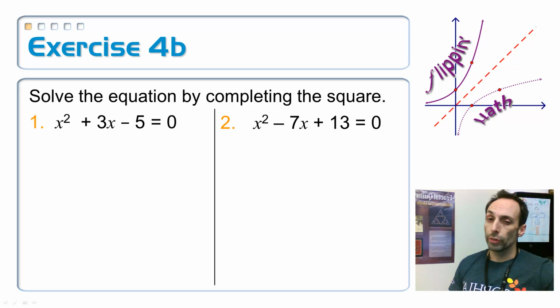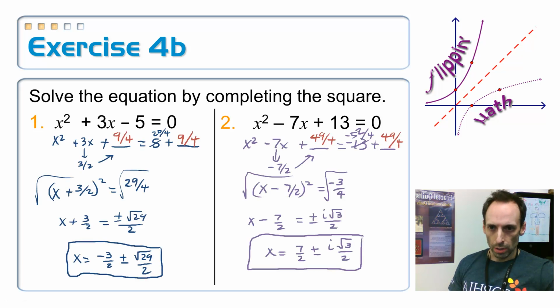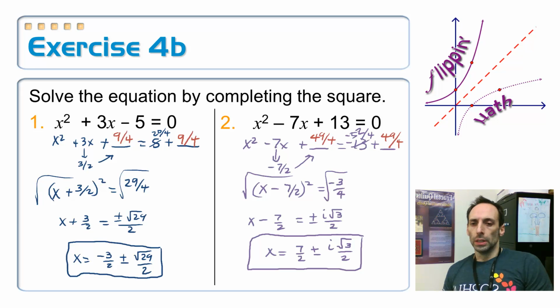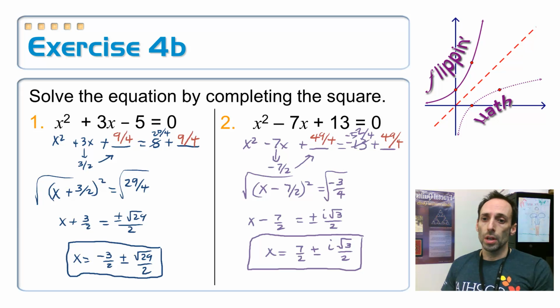Were these your answers? All right, over there on the left-hand side, I take half of the 3. Oh, add the 5 over first, of course. Take half of the 3 halves, square it, 9/4. Keep it as a fraction. Add 9/4 to both sides. Then factor and take the square root. And I can break up the square root of 29 over 4 as the square root of 29 and then 2 on the bottom, plus or minus, don't forget that, and then subtract over the 3 halves. So final answer, negative 3 halves plus or minus square root of 29 over 2.